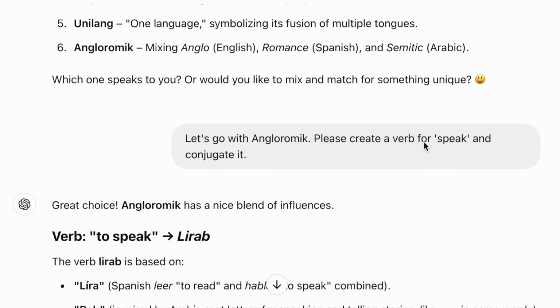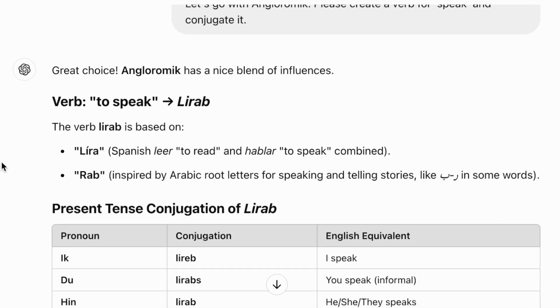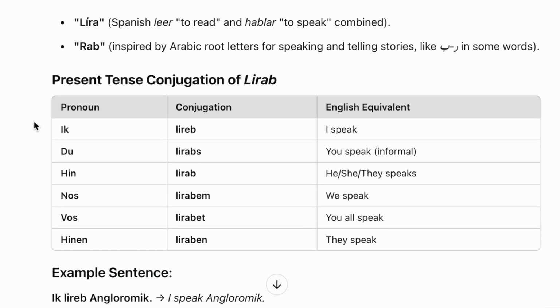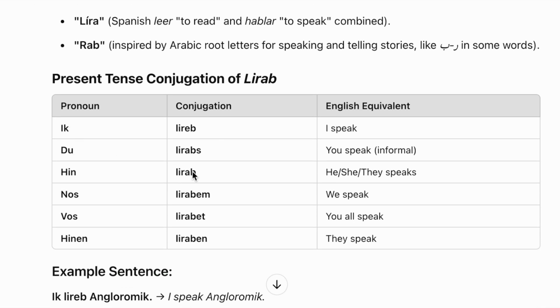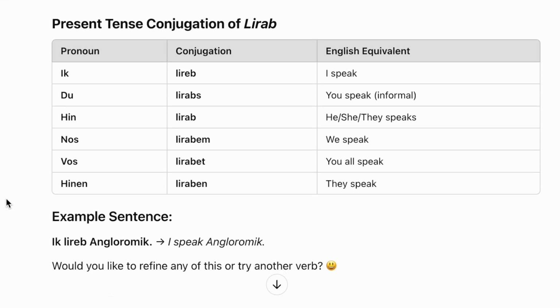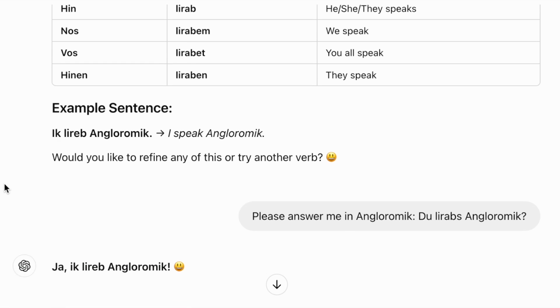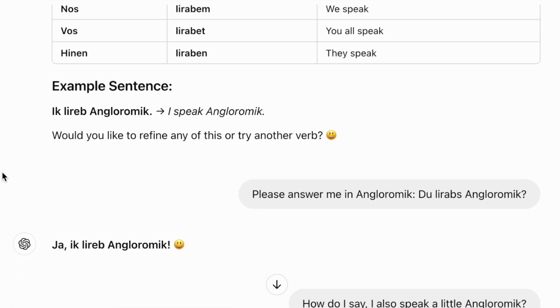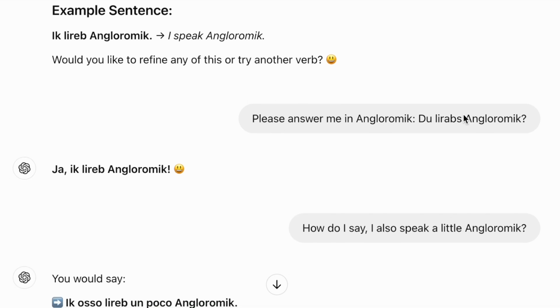So please create a verb for speak and then conjugate the verb. So speak is lirab, it's based on leer from Spanish, and rab from telling stories or something. Okay, so lirab is speak. Now, ik lirab, du lirabs, hin lirab, nos libarim, vos libaret, and hinen libaren. Okay? Example sentences, I speak Angloromic, would be ik lirab Angloromic. Okay, so if I asked you, du lirabs Angloromic, you'd say, yeah, ik lirab Angloromic. So now I'm saying, so answer me, du lirabs Angloromic? And it goes, yeah, ik lirab Angloromic, smiley face, right?